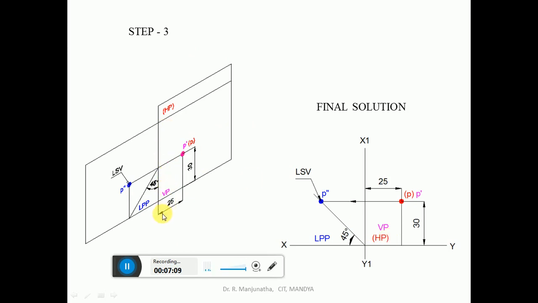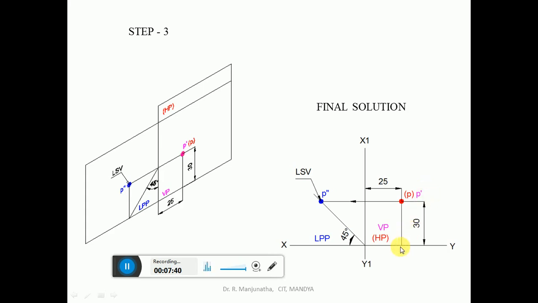Now the first condition is the distance behind LPP, which is 25 mm. First you consider that distance. You measure 25 mm from the X1 Y1 line and draw a vertical projector, which should be a thin line. The distance above HP of 30 mm is seen in VP. So from here you measure the distance of 30 mm and mark this point, which is going to be P dash. That is the image which you can see in the front view.